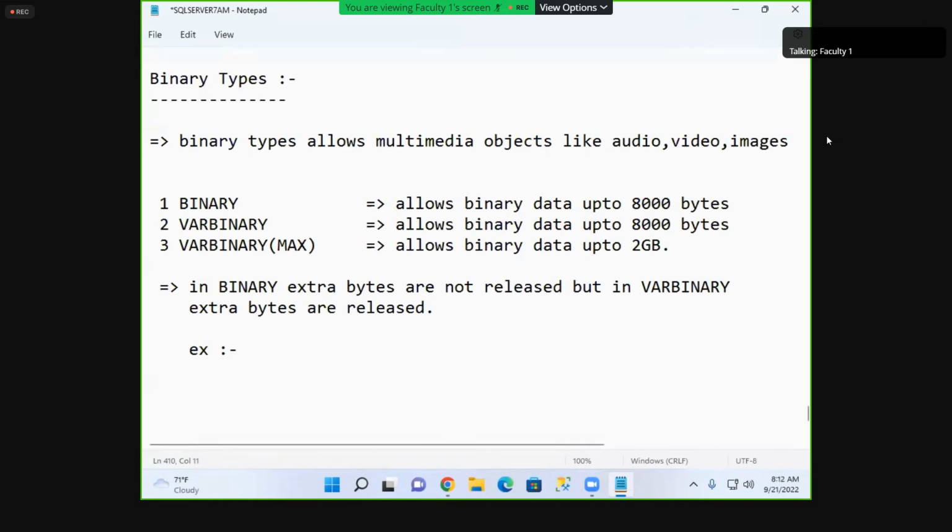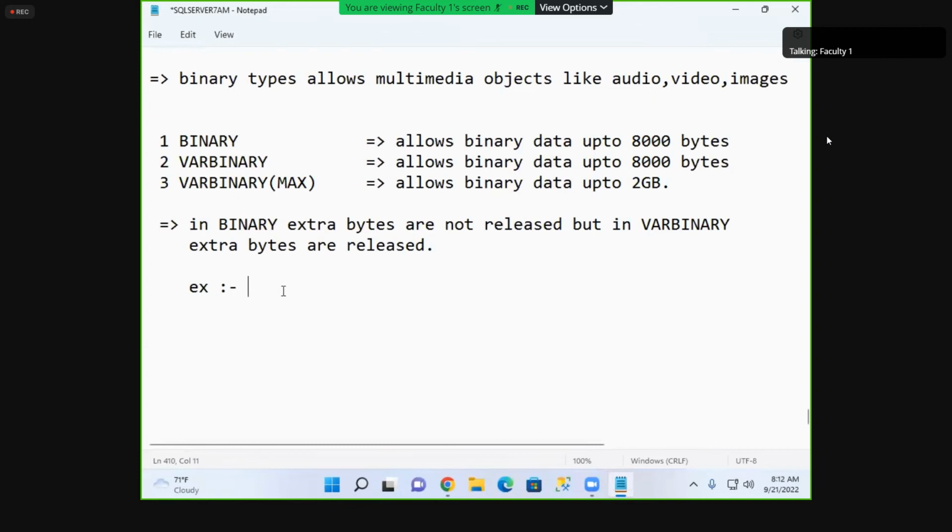Now let's see this example. I want to store a customer photograph in the database. Take banks: a bank stores photographs, and your photograph is also stored in the bank database. Then what data type do they use for storing the photograph? Varbinary.